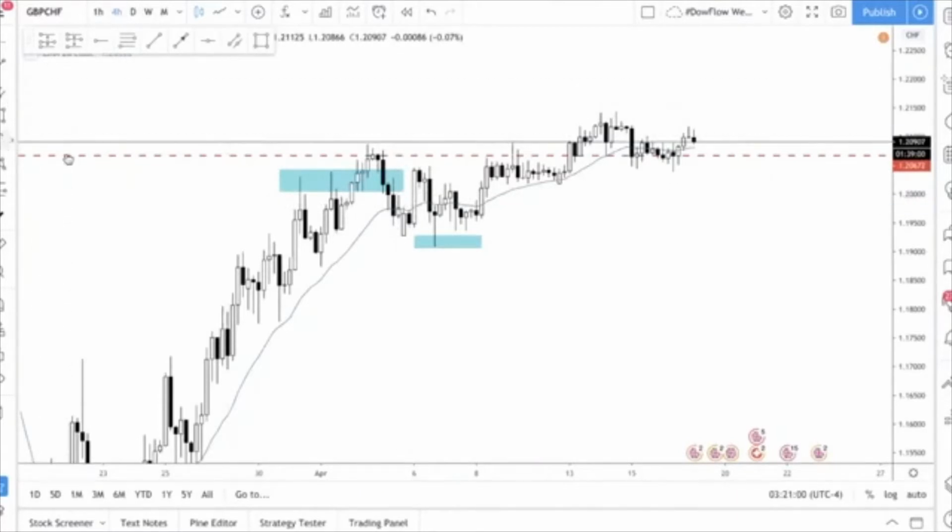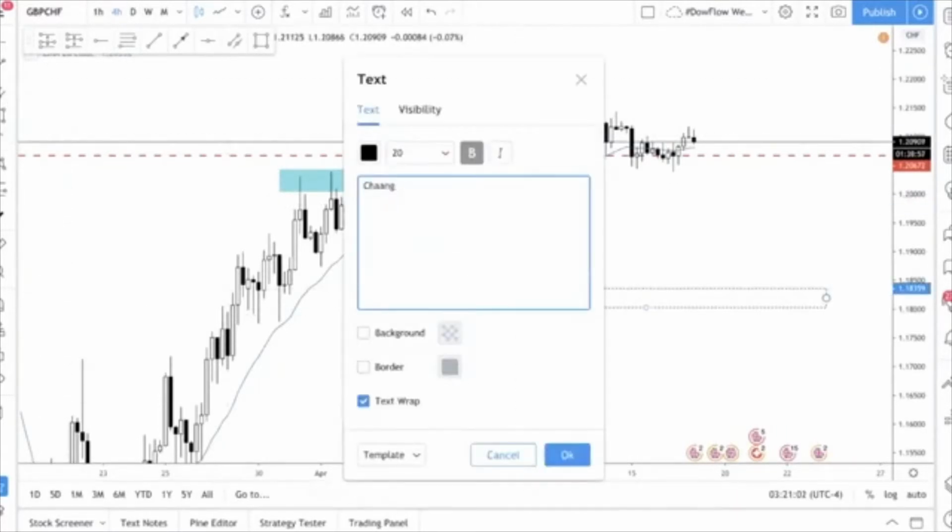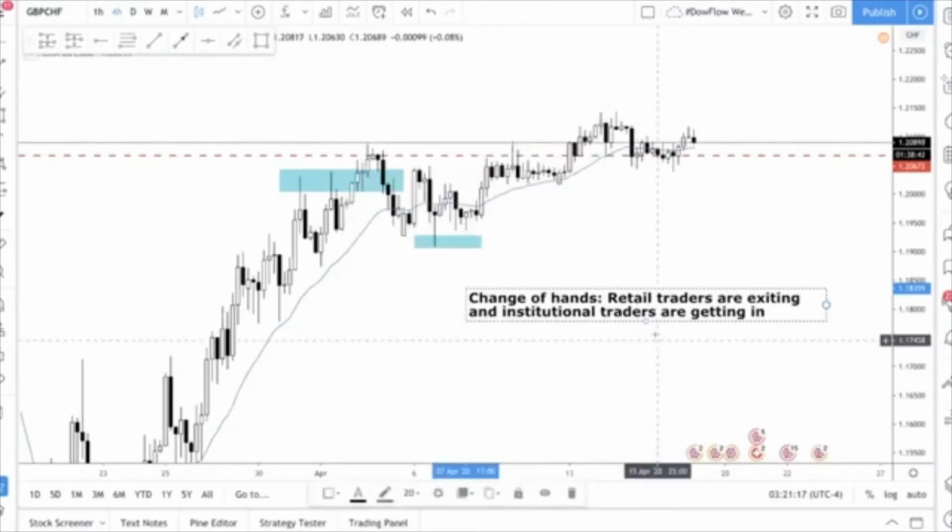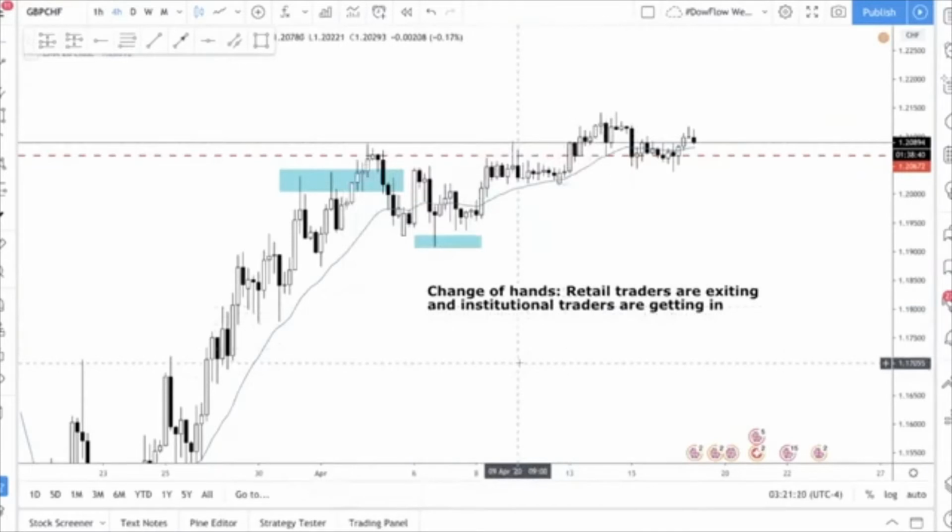Maybe I'll just write it out. I like to call this change of hands. It's when retail traders are exiting and institutional traders are getting in. It could take the form of retail traders being stopped out of a position, and the institutional traders using that to buy and accumulate their position, after the retail trader has really lost the money. They do this, be it in a bullish market or in a bearish market.